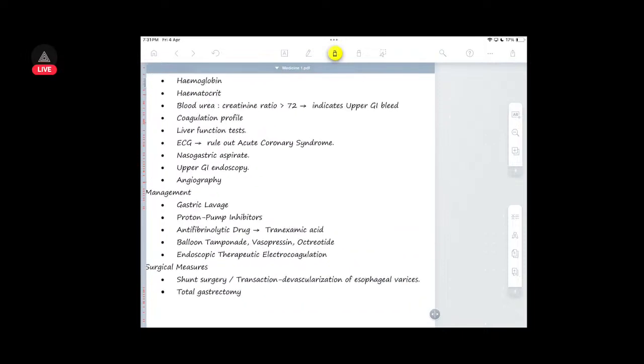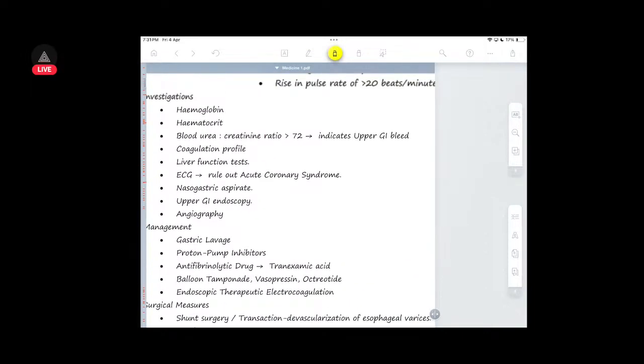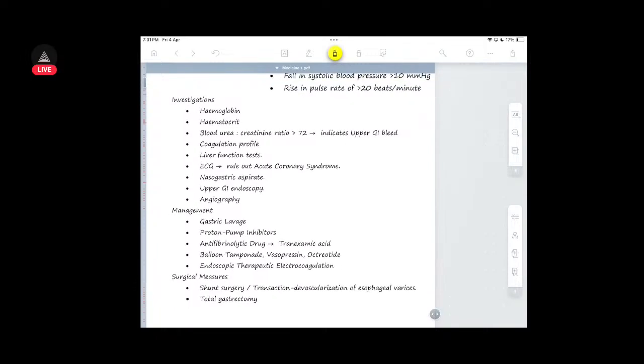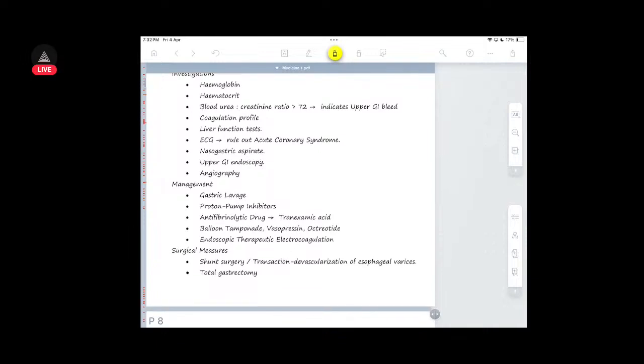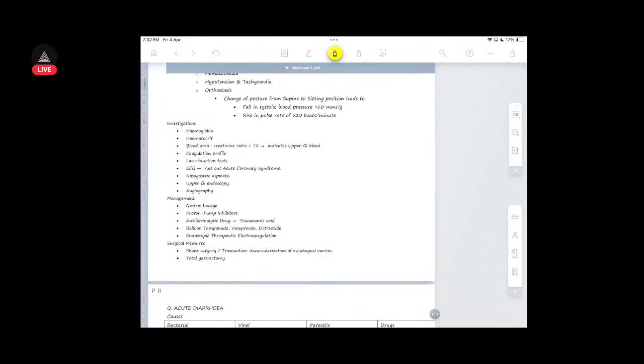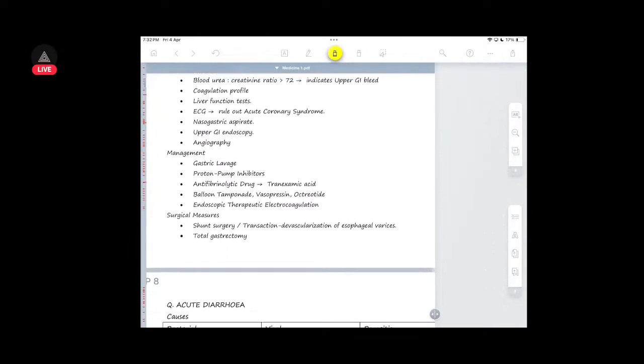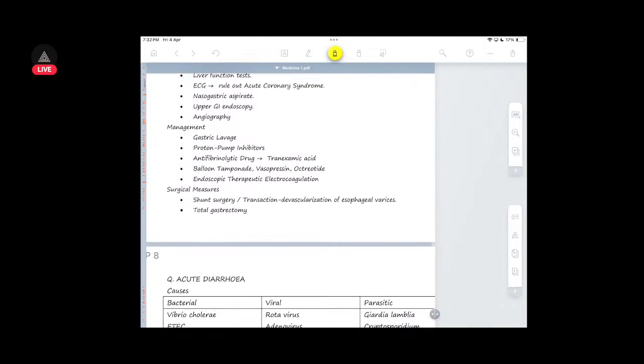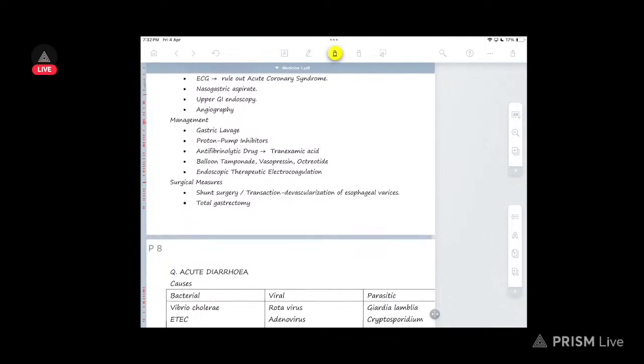So investigations, you can investigate using hemoglobin. You can do hematocrit. Blood urea creatinine ratio will be more than 72. It indicates upper GI bleeding. And coagulation profile, you can check liver function test, ECG to rule out acute coronary syndrome, and nasogastric aspiration, upper GI endoscopy, and angiography.